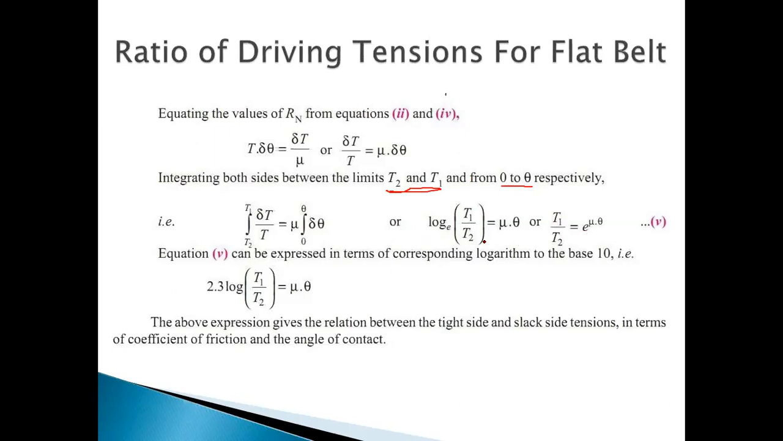The previous equation can be expressed in terms of the corresponding logarithm to the base of 10. So we get 2.3 log T1 by T2 is equal to mu theta. The above expression gives the relation between the tight side and slack side tension in terms of the coefficient of friction and angle of contact.